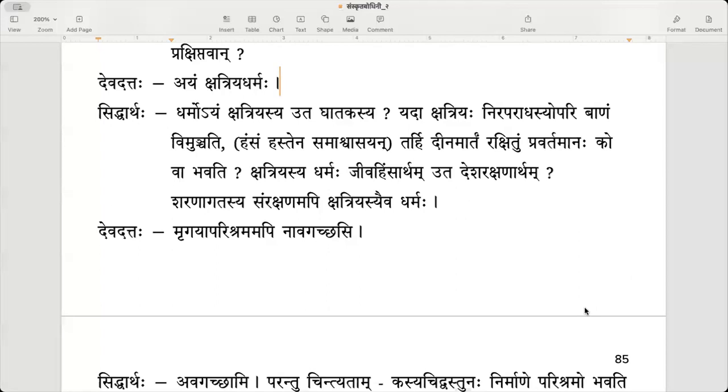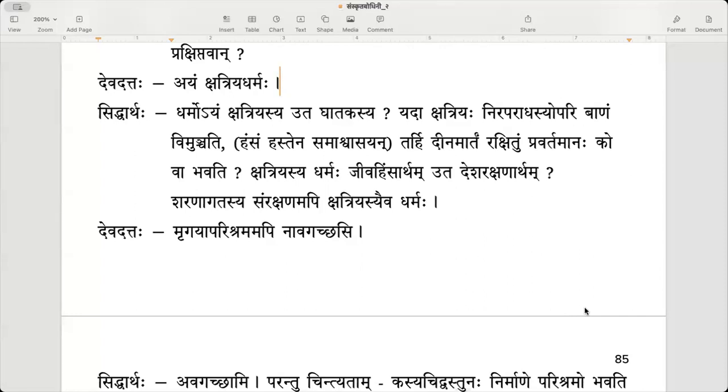When a kshatriya releases an arrow upon an innocent, and at the same time consoles the bird in his hands, with his hands, tarhi, then, dinam artam rakshitum pravartamanah kova bhavati, then who will be there to protect the pitiable, the wretched and the troubled person? Who will be there for the suffering ones?